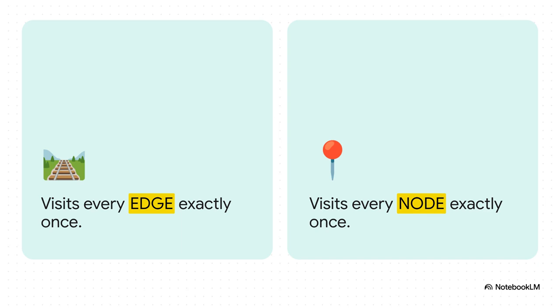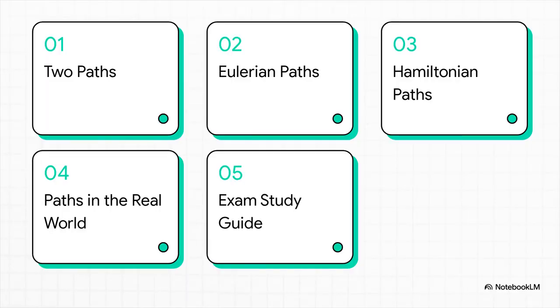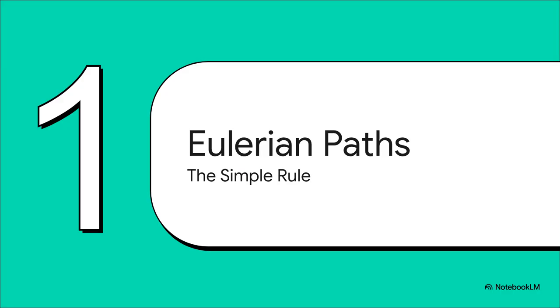An Eulerian path, that's about traveling over every single edge. Think of it as every road in a city. A Hamiltonian path is about visiting every single node, like every landmark in that city. That one little difference, it changes absolutely everything. So here's our game plan. We're going to break down each path, take a look at some really surprising ways they show up in the real world, and then we'll wrap it all up with a super focused study guide to nail this for any exam. Let's kick things off with the easy twin, the Eulerian path.